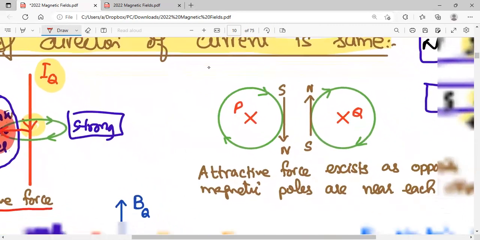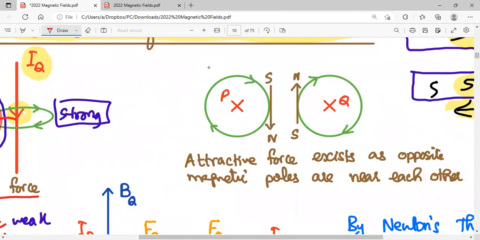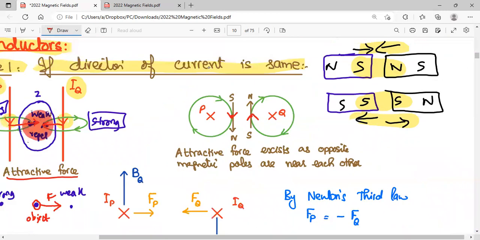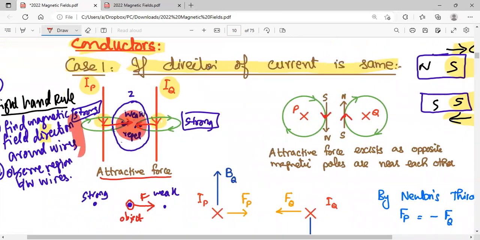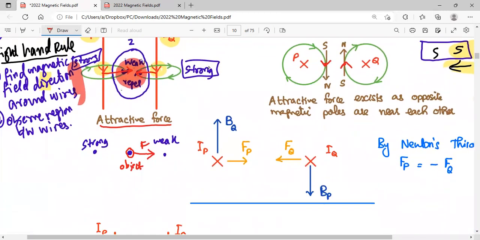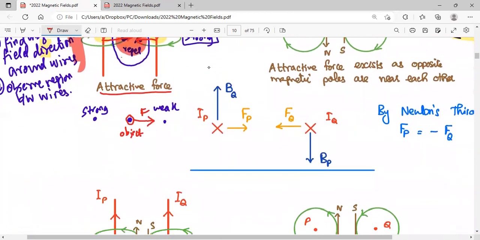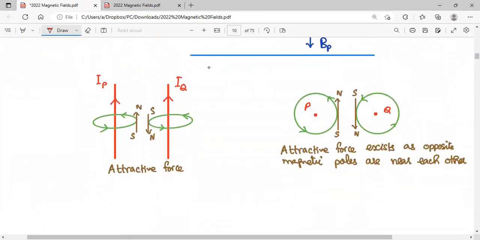So let's apply this. Here is the same description. This is the magnetic field. The magnetic field here is downward, here is upward. It is written that an attractive force exists as opposite magnetic poles are near each other. This is just another explanation, but I guess the good explanation is the one that I already gave you, that the two magnetic fields are going to interact with each other. That's why a force acts upon them.